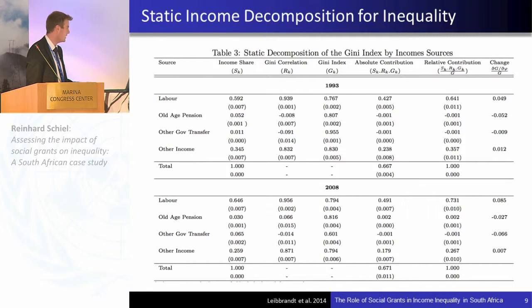And in comparing this to the 93, we can see that its disequalising effect has somewhat increased. Interestingly enough, the old age pension in 2008 has a disequalising effect. This is sort of counterintuitive. You would expect that a grant would have an equalising effect, but this is not the result obtained from the static decomposition in the 2008 period. However, other government transfers remain somewhat equalising, although the number is quite dramatically small.